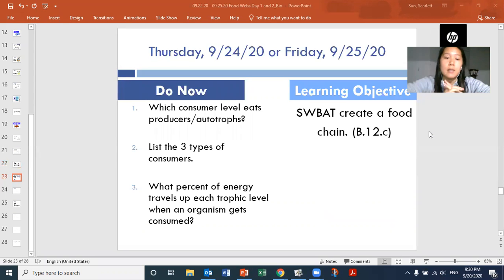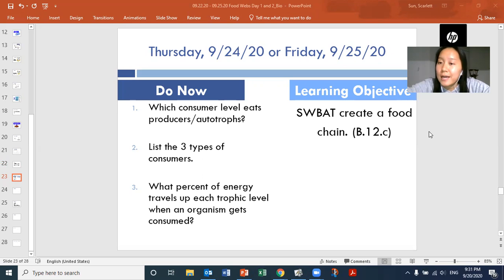All right, so the first things I'm gonna ask you are for the do now questions. Which consumer level eats producers or autotrophs? That's right, the answer is primary consumers, because they're the first ones eating something. Producers don't eat anything. Second thing is, list the 3 types of consumers. The answer is carnivores, herbivores, and omnivores, the 3 kinds of organisms that eat things, whether it's meat or plants or both. Third, what % of energy travels up each trophic level when an organism gets consumed?